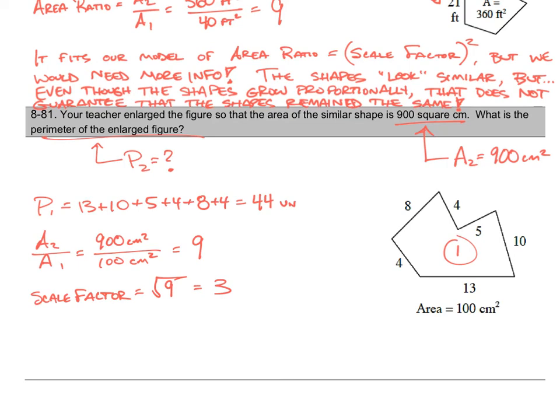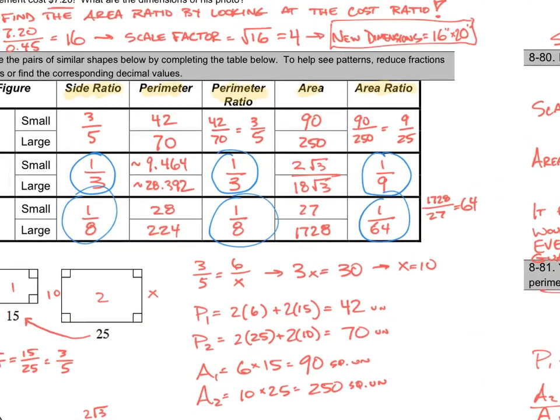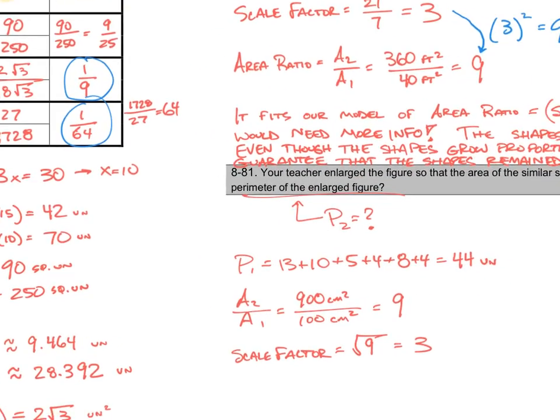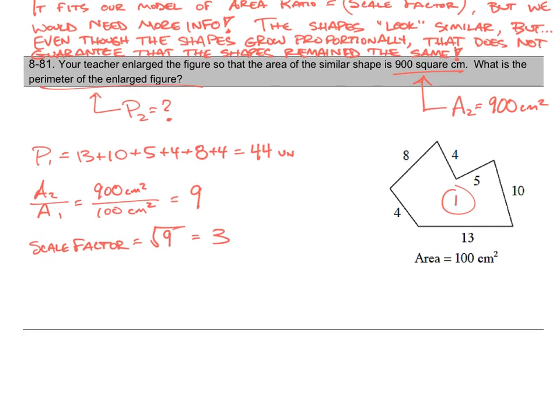So the scale factor we know from our work on the previous page. If I take a look back over here at the first page, we know that the scale factor is equal to the perimeter ratio. So I can use that fact to help me find the perimeter of the new shape. P2 over P1 has to equal 3. So that means P2 over 44 has to equal 3. And that gives me the perimeter of our larger shape is 3 times 44, which is 132 square centimeters.